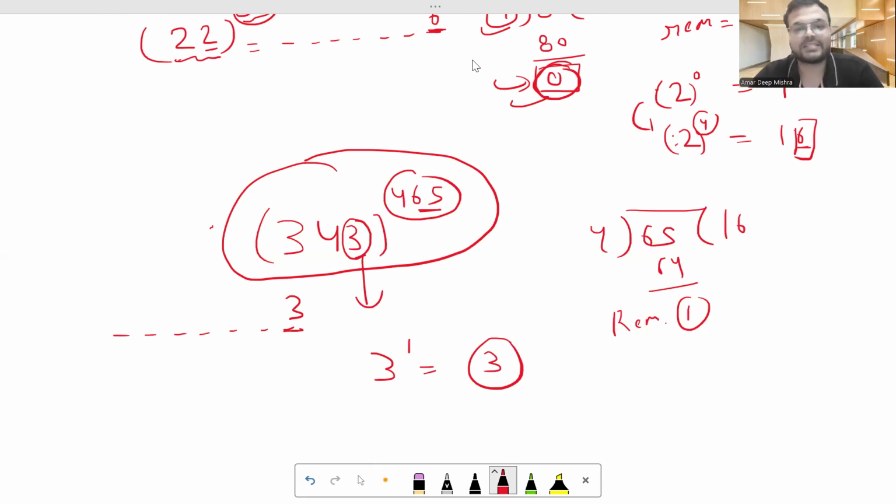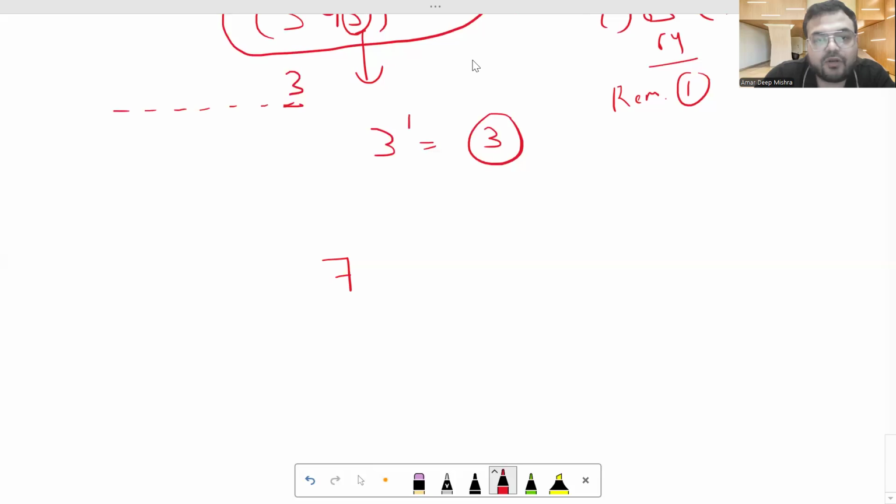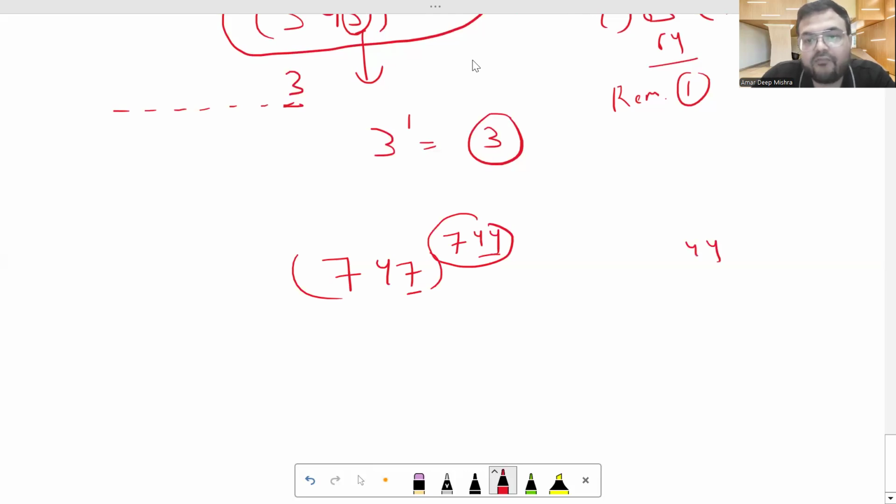Okay, let's take one last example. Let's say I have 747 to the power 744. Now you have 7 at the unit place. That means you have to divide the power by 4. Don't divide the entire power, just divide 44. So 44, if you divide by 4, how much will you get? 11s are 44, remainder will be 0.